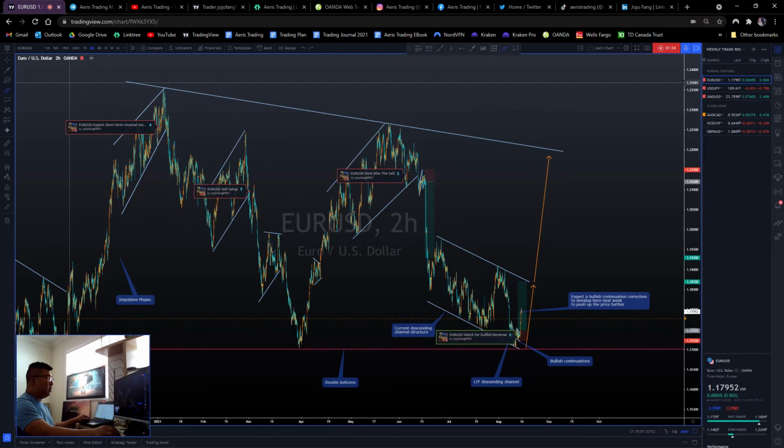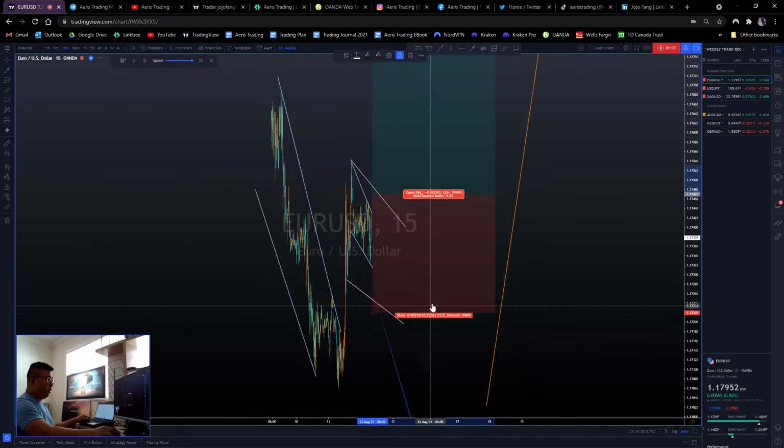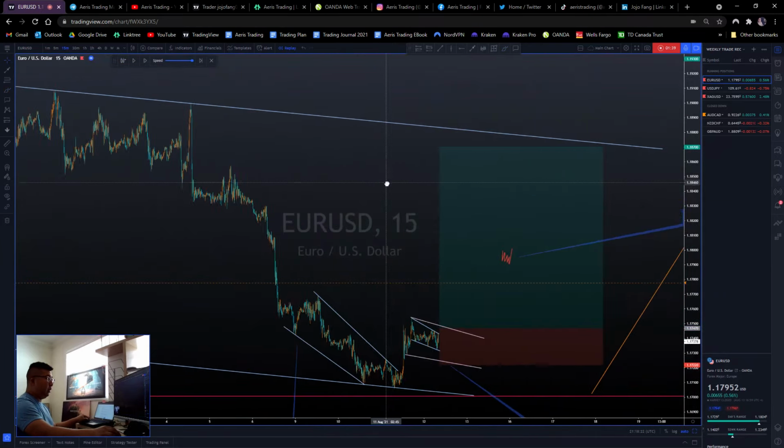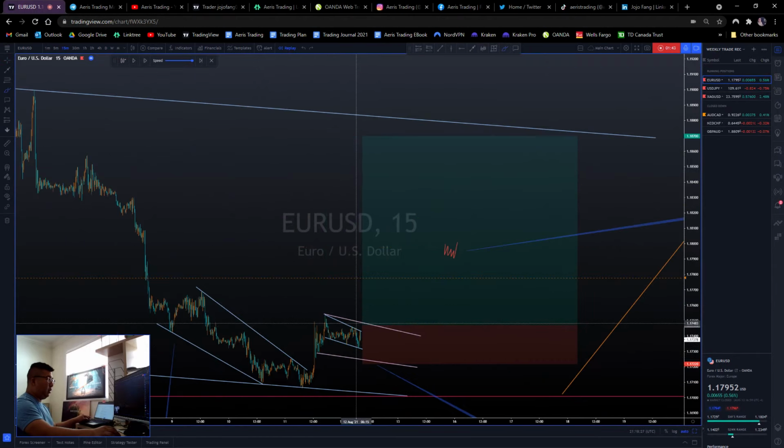And then if we dig a little bit deeper into it, not only do we have a smaller lower time frame descending channel into that double bottom, we also have a bullish reversal followed by a bullish continuation. So that was my entry here. When I saw a very clean bullish price action, impulse up followed by a continuation correction, I set the entry order here.